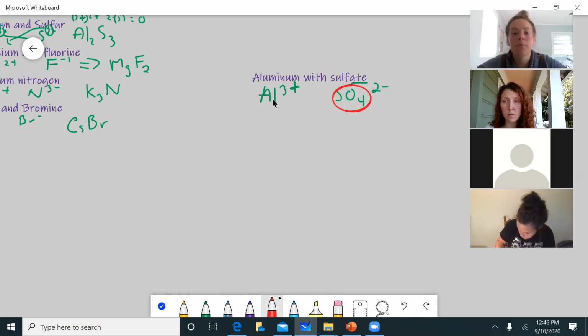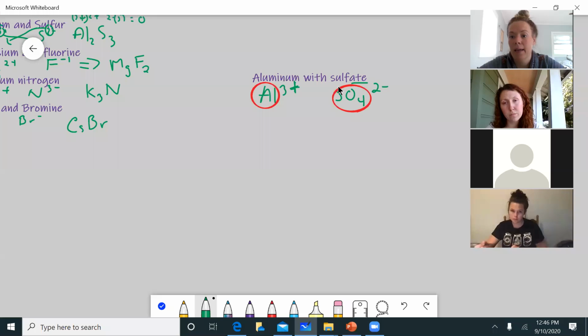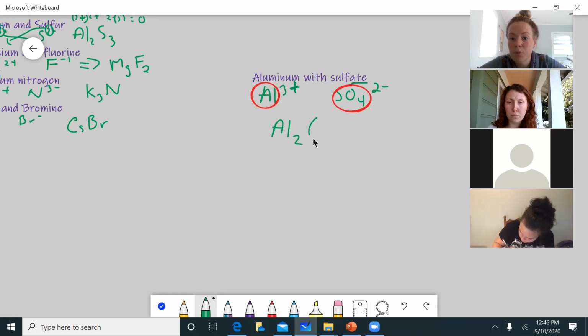So when I go to flip-flop, and you know what, I'll circle my aluminum as well. So when I go to flip-flop, the charge is going to drop and apply to the entire packet, all right? So 2 is going to come down for the aluminum, so aluminum gets the 2. Sulfate gets the 3, but I need to put it in parentheses. Because what I'm saying is the entire sulfate packet, I have 3 of those in order to get my charge neutrality.